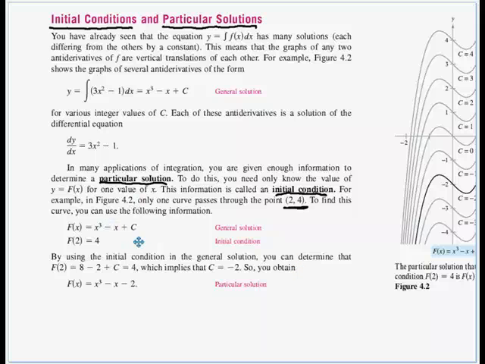So we go back to our general solution, and in place of this plus c, we plug in the c that we found, negative 2. That is our particular solution.